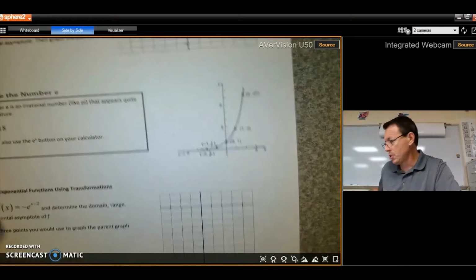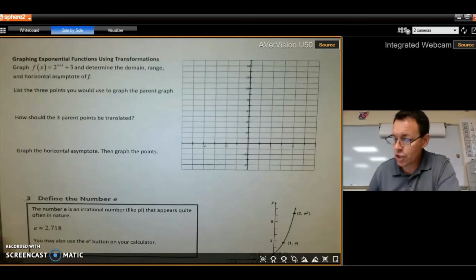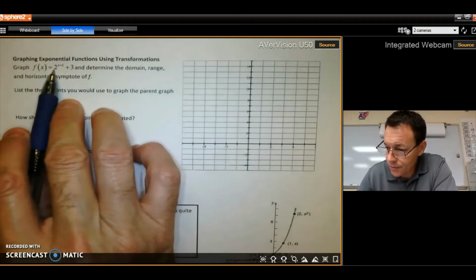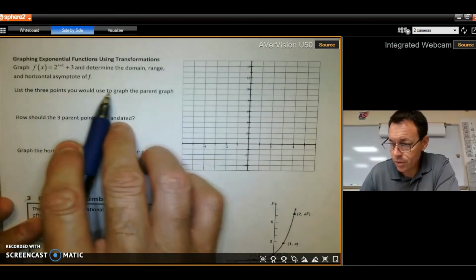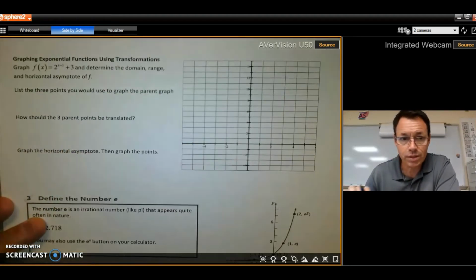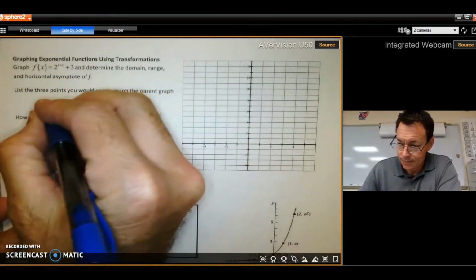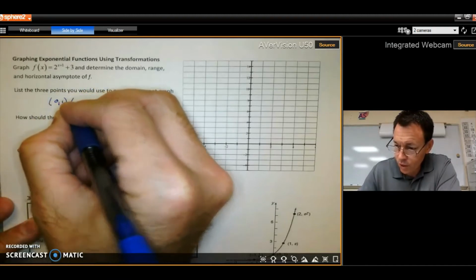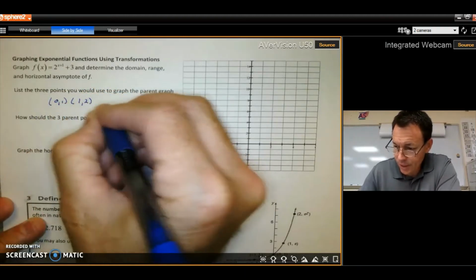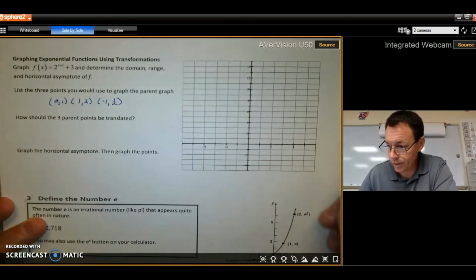if you look at your second page, okay, so graphing an exponential using transformation. So this is a graph 2 to the x plus 1 power plus 3. Okay, and we're going to graph this. Now, first off, list the 3 points you would use to graph the parent graph. Those are those 3 points I just mentioned, where all we're doing is we're looking at the base. Okay, so don't look at these things yet. We're going to graph 0, 1. We're going to graph 1 and then the base, and we're going to graph -1 and then the reciprocal of the base. Those 3 points.